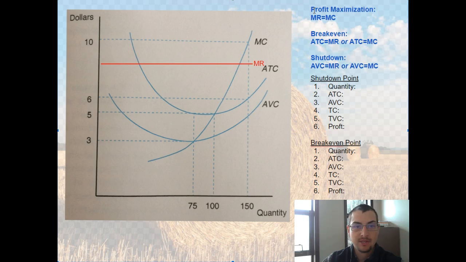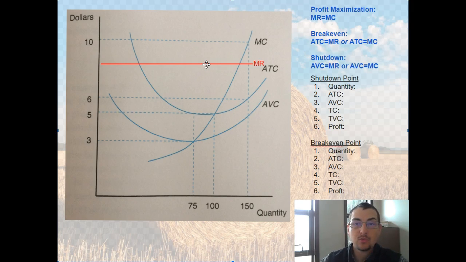Another thing is I wanted to put over here a little bit of a cheat sheet. Profit maximization, we know that a profit maximizing firm should produce where marginal revenue equals marginal cost. We have the break-even point, where average total cost equals marginal revenue, and we're going to explain how that is also the same place where average total cost equals marginal cost. And then we have the shutdown point where average variable cost equals marginal revenue, or average variable cost equals marginal cost. So let's go ahead and start explaining this.